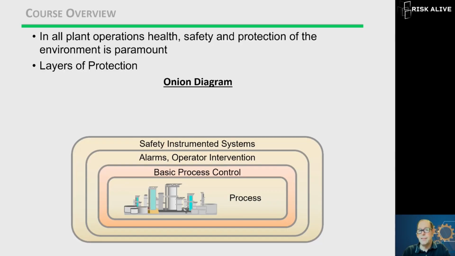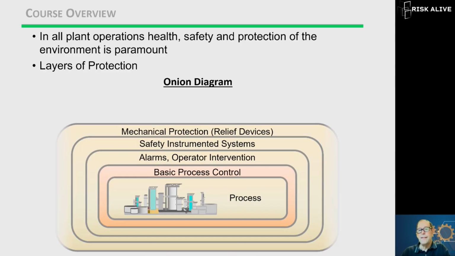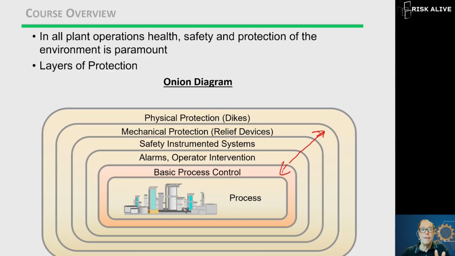And so many times the safest thing to do is to trip or shut down the plant so that we're safe and then we can figure out the problem and get back to operating. And then the next layer looks at mechanical protection, like things like PSVs and rupture discs and things like that. So these layers here are really what we talk about as preventative layers. And the course primarily is looking at these layers because we want to prevent some kind of an incident from happening.